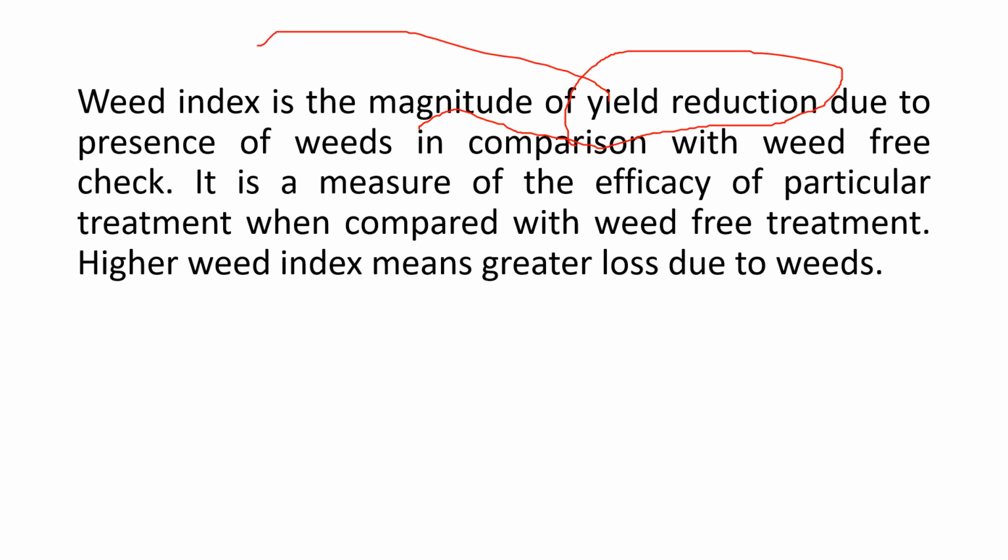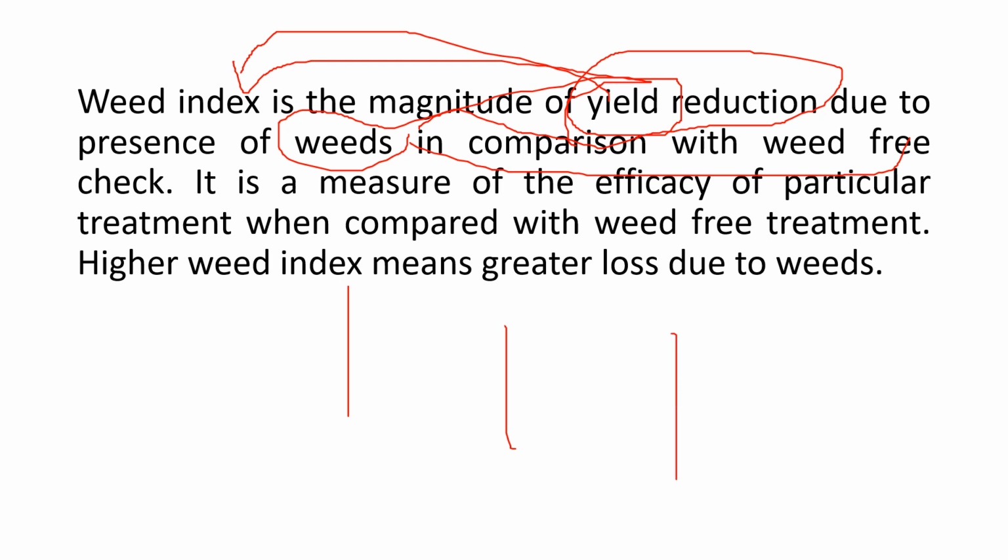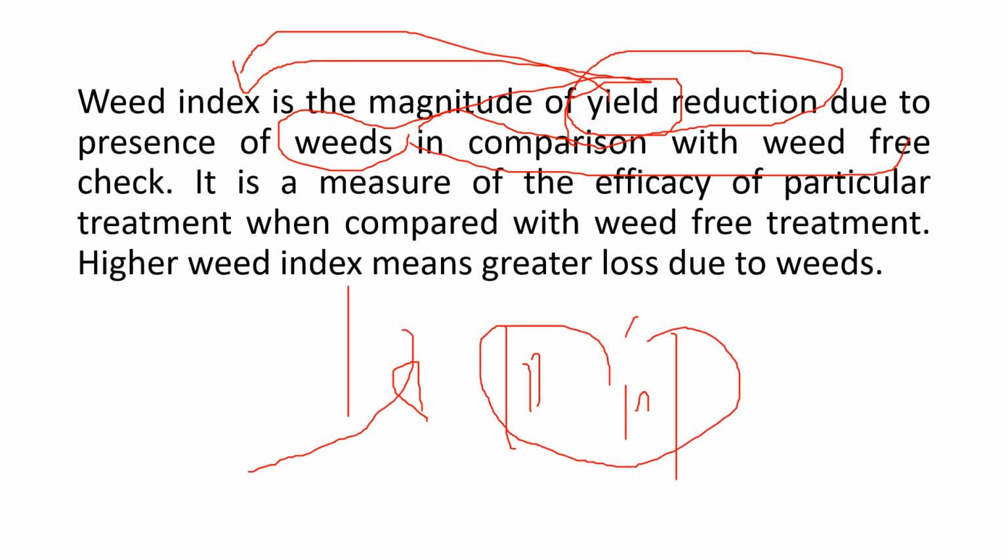Always remember, weed index is an indicating parameter for the amount of yield reduction caused by the presence of weeds in comparison with a weed free plot. For example, there are two plots. This is completely weed free. There are no weeds at all. Here there are a lot of weeds. In comparison to the weed free plot, how much yield has been reduced because of the presence of weeds is indicated by the weed index.